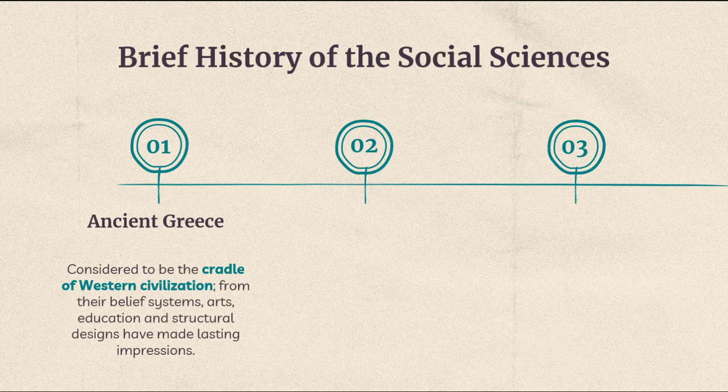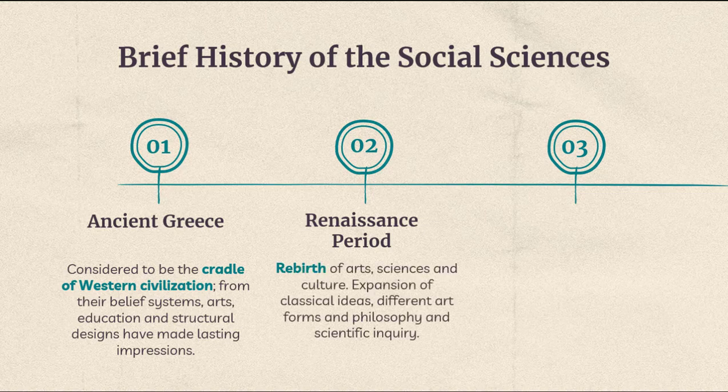From their belief systems, arts, education, and even structural designs, ancient Greece has made lasting impressions that became influential and inspirational to social sciences. The Renaissance period. Renaissance means rebirth in French. This period is said to be the rebirth of arts, sciences, and culture, which is said to have started in Italy.